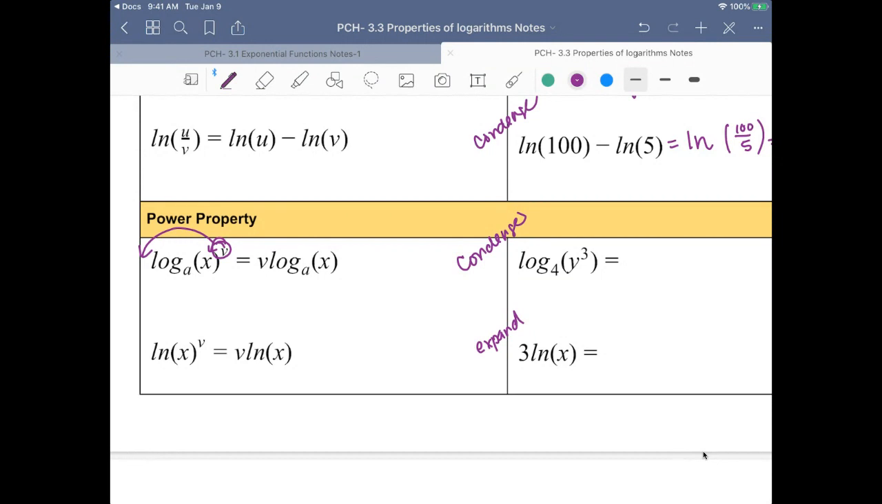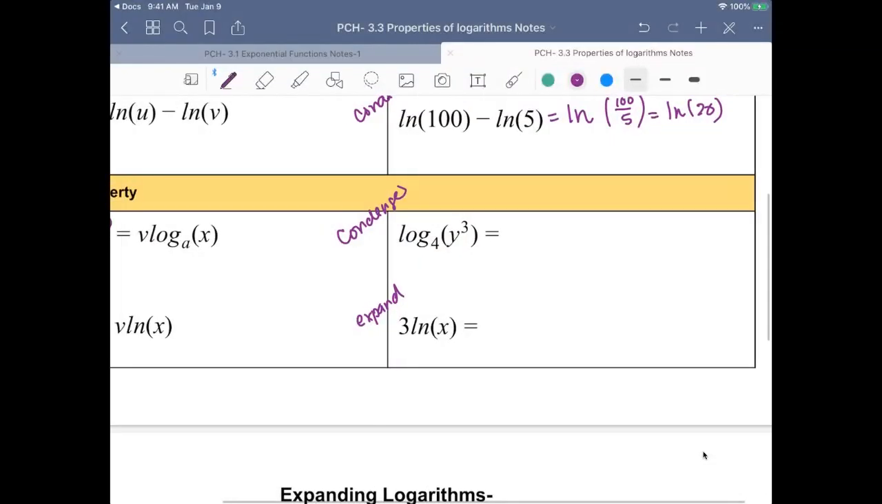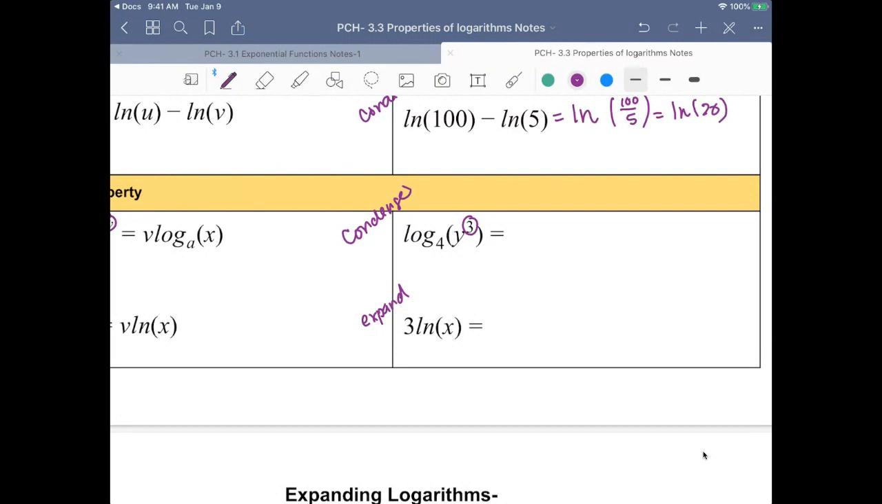For our first one, when the y is being cubed, instead of y to the third power, we can put 3 log base 4 of y. Oops, sorry, this is expand. Expand, condense. Okay, so this one, if we're multiplying a logarithm by a constant, you can actually pull it to be the power. This is ln x cubed.